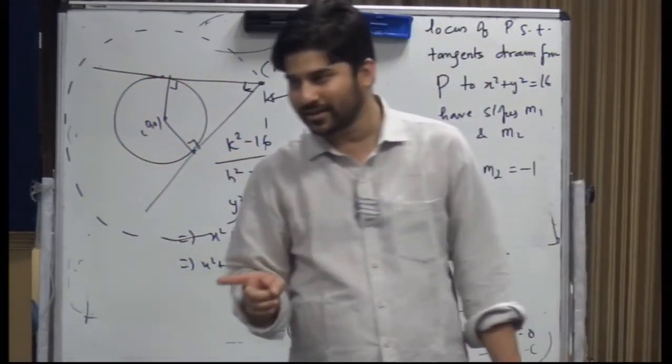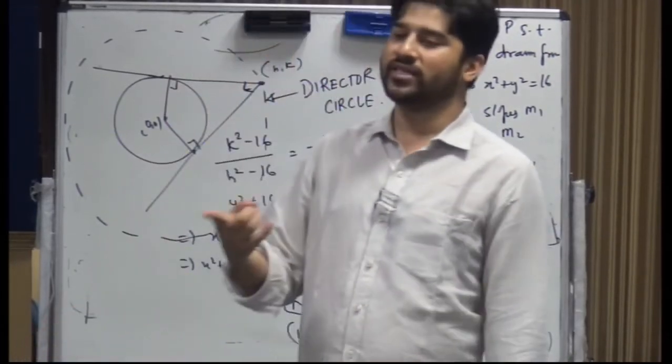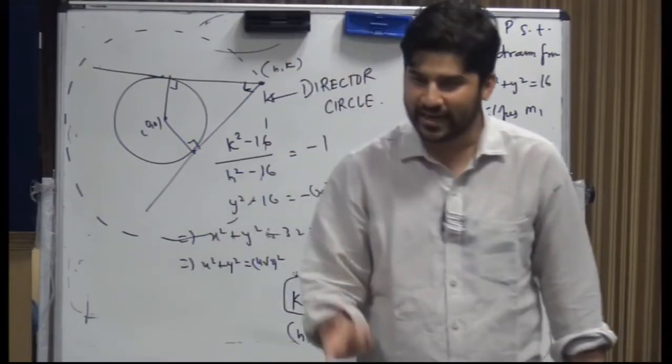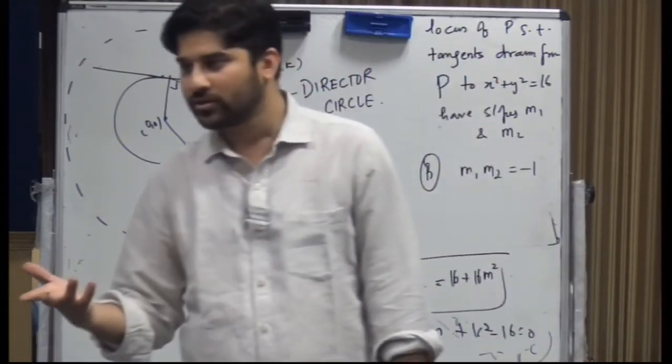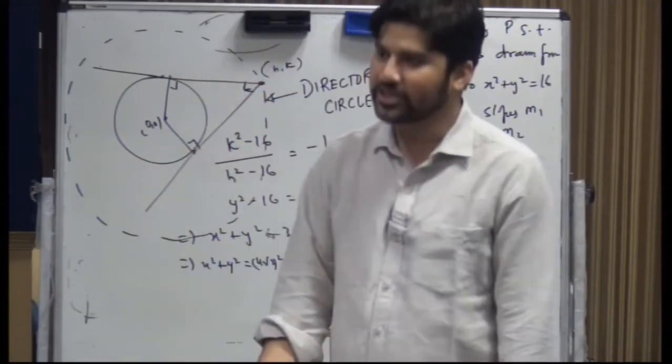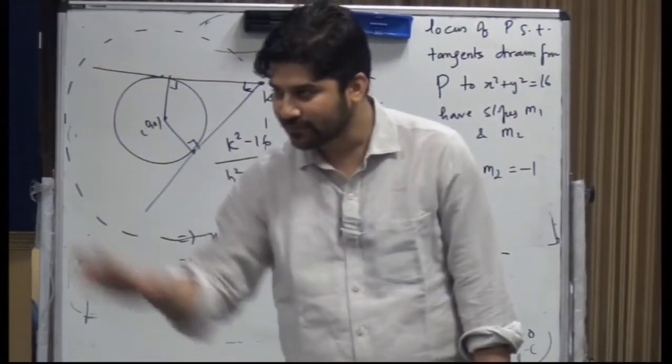That director circle is concentric to the original circle, and the radius of the director circle is root 2 times the radius of the original circle. Understood? समझ में आया कि फिर से रिवाइज करें?